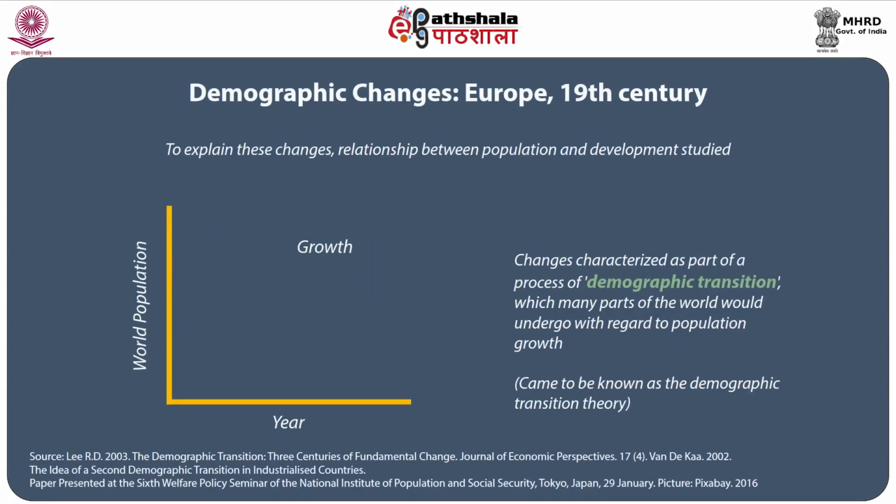To explain these changes, demographers wanted to study the relationship between population and development and estimate world population growth, to what extent it has an impact on development. These changes were then generally characterized as part of a process of demographic transition, which many parts of the world would undergo with regard to population growth. The theory of demographic transition became one of the most popular theories in the social sciences, but not without criticism, which is explained in the later modules.